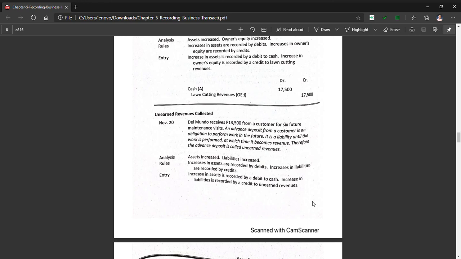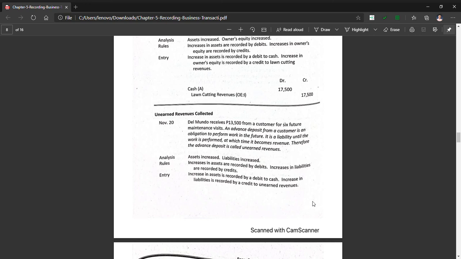Next, Del Mundo receives 13,500 from a customer for 6 future maintenance visits. So, in this transaction, meron tayong na-receive na payment from customers pero hindi pa tayo nagre-render ng services. Wala pang ginagawa ang business natin. This is only for future services. So in this case, dahil wala pa tayong nare-render ng services, wala pa tayong income. Right? Saka lang tayo magre-record ng income kung meron na tayong na-render na services. Kung nagtrabaho na ang business, saka lang may income.